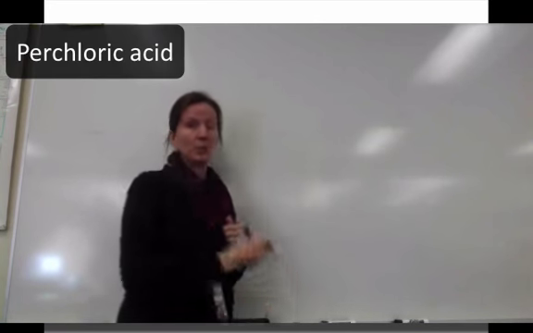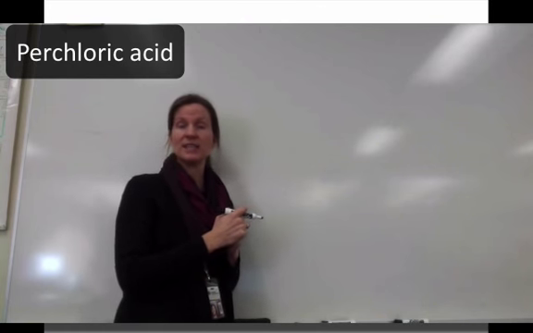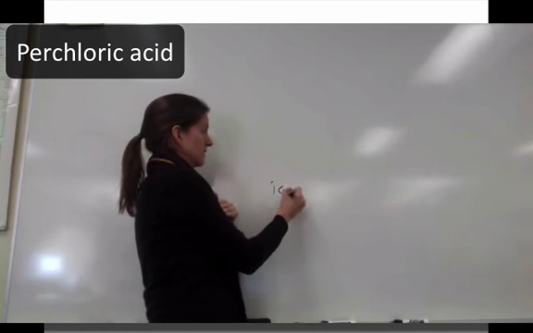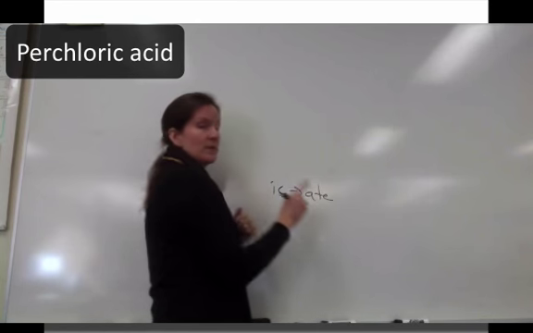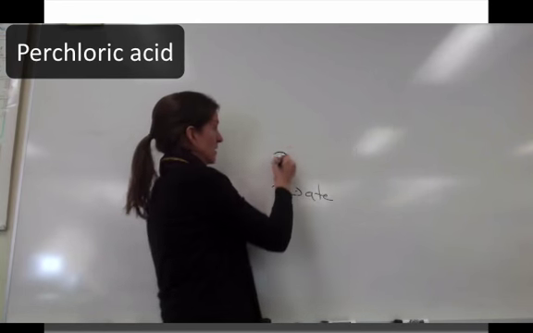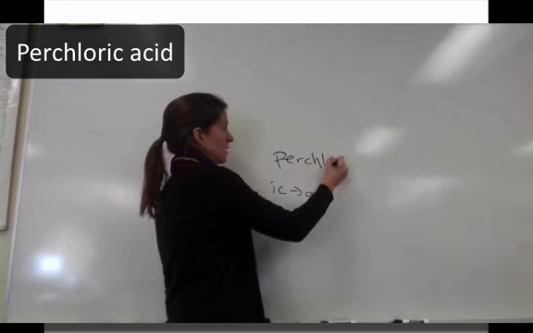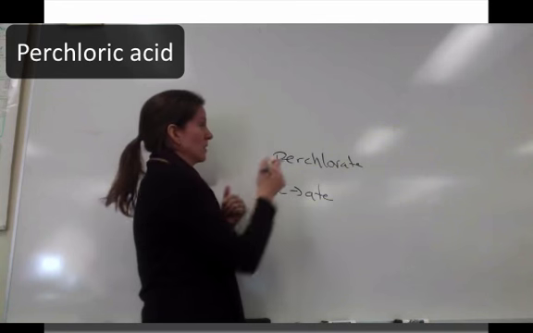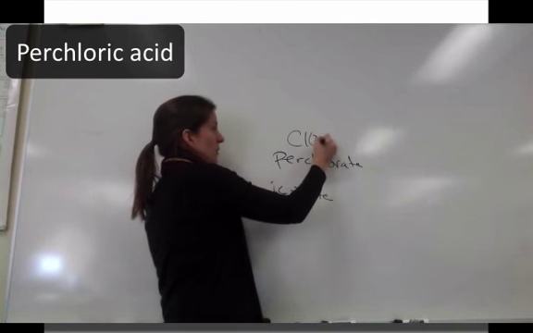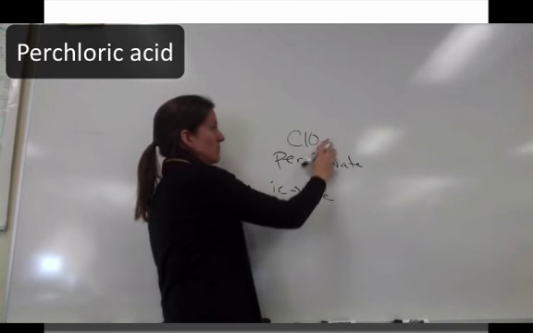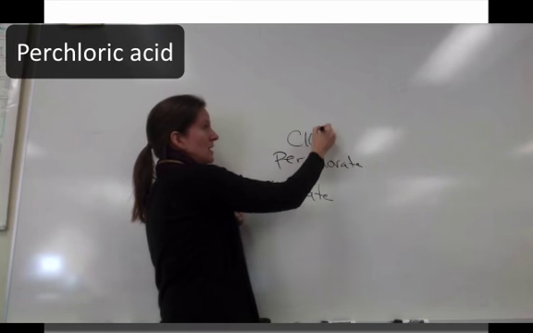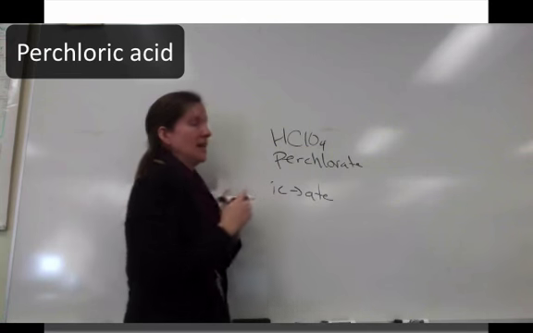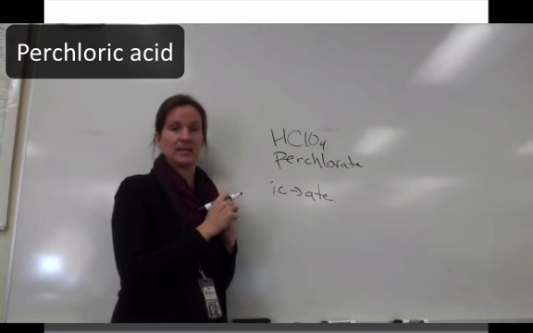Next one, perchloric acid. It tells you it's an acid, so you name it like an acid. Ic came from ate, so this is perchlorate. Okay, well, chlorate was ClO3. Perchlorate is one more oxygen, so ClO4, has a -1 charge, so I need 1 hydrogen, and that is the acid perchloric acid.